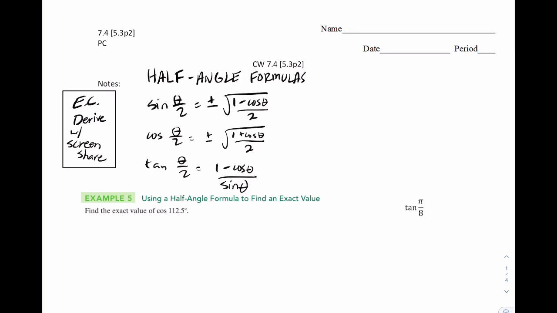Welcome to Classwork 7.4, Textbook Section 5.3, Part 2. Today we're talking about half-angle formulas. So take a moment to pause the video and just write down the formulas below. And also note this box right here.